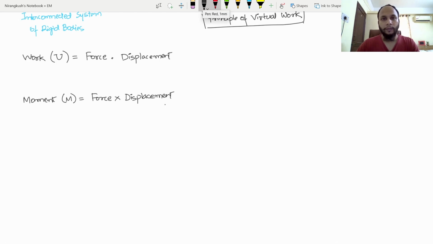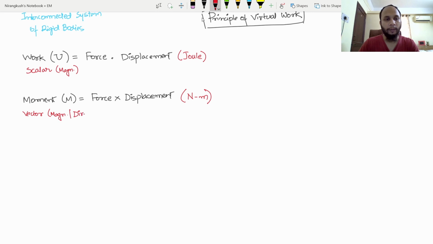So what happens is both the units are Newton meters, but we reserve Newton meter for only moments, and we use the unit joule for work done. And also you will realize that work done is a scalar quantity, which means we are only worried about magnitude and do not worry about direction, while moment is a vector quantity and we worry about both magnitude and direction of the final moment.